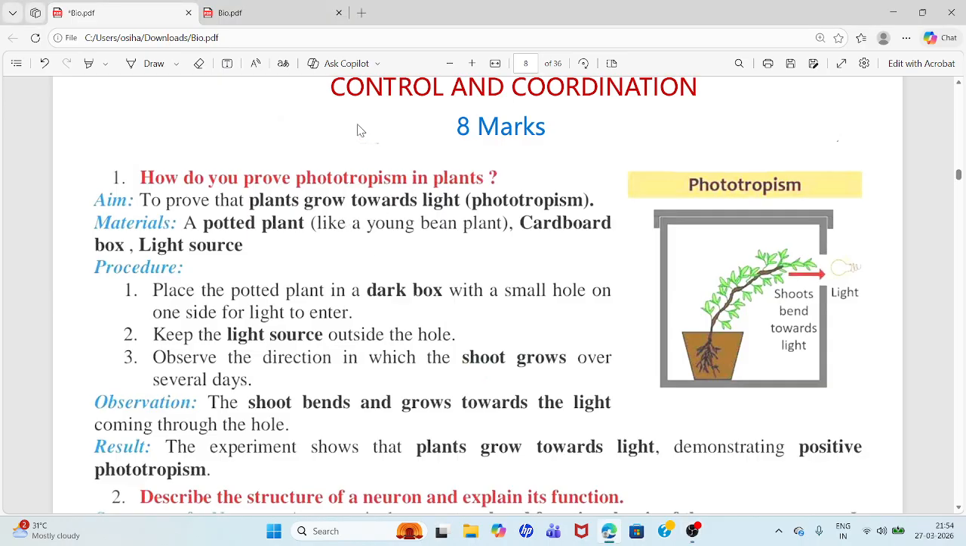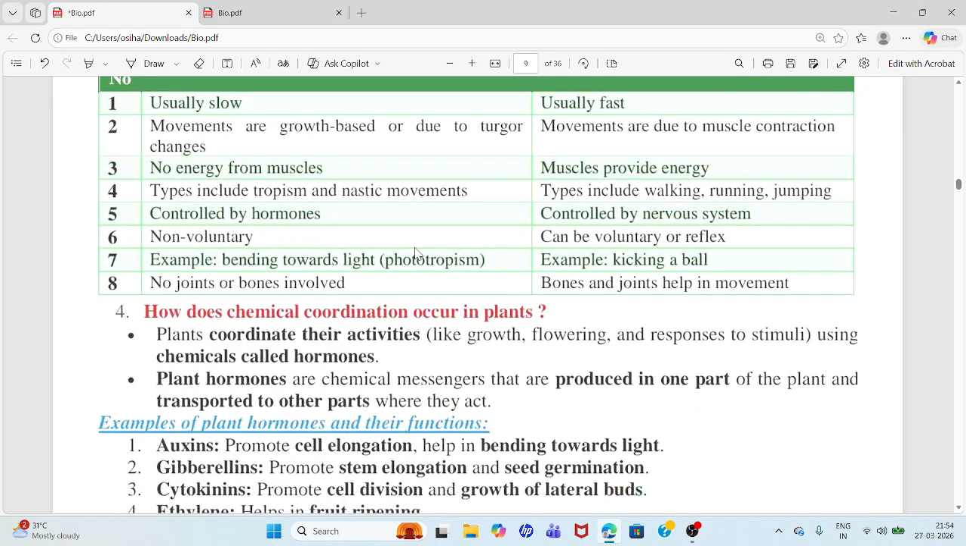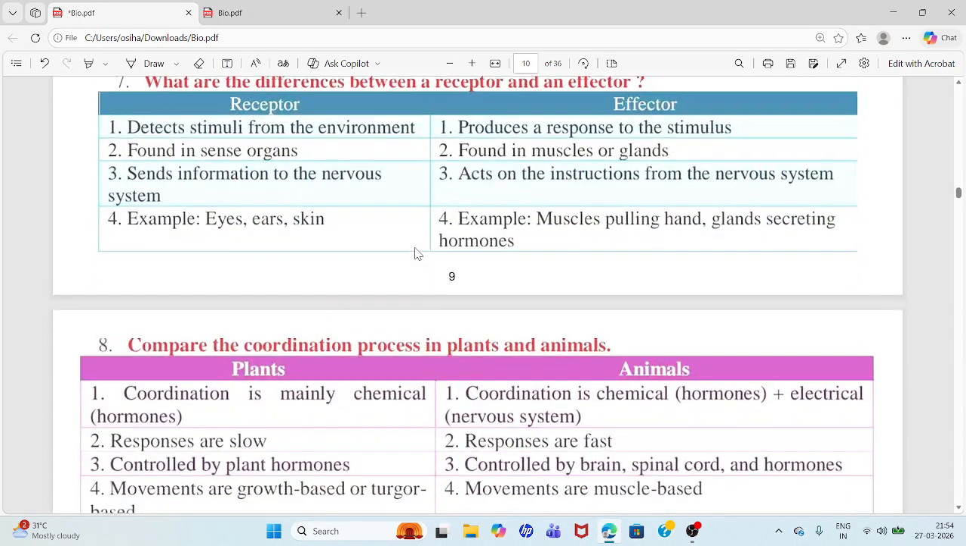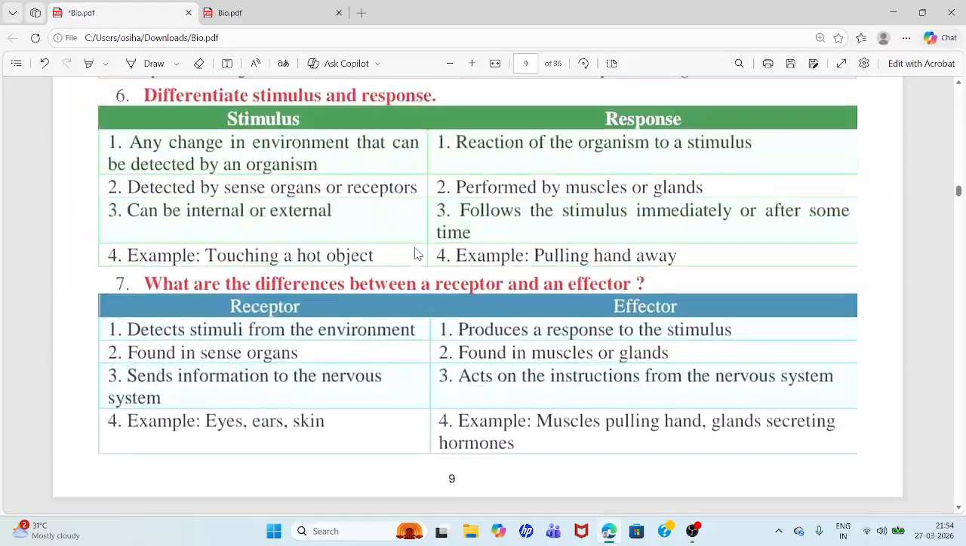Biology chapter Control and Coordination. In this video, we are going to learn 8 mark questions, 2 mark questions, and 1 mark questions. So, you can see all these topics we are going to cover in this video. So, we are going to learn these all. So, let's start.